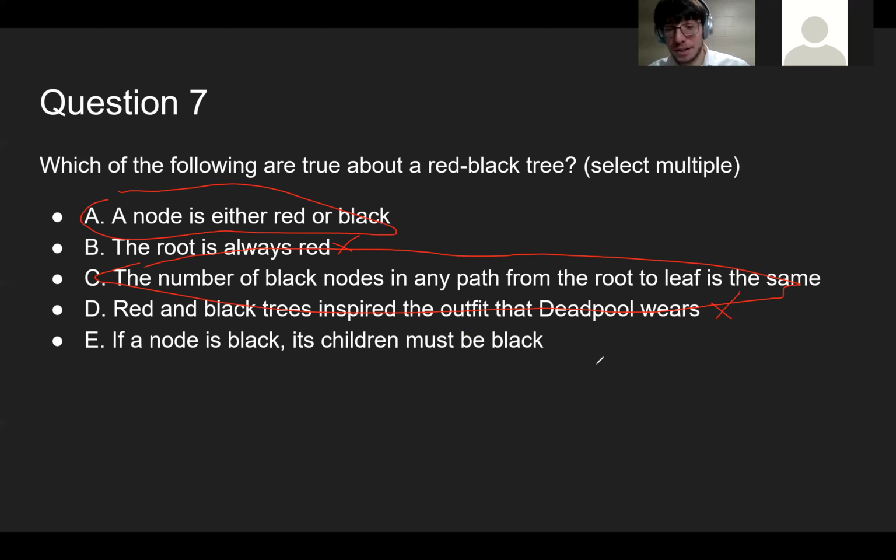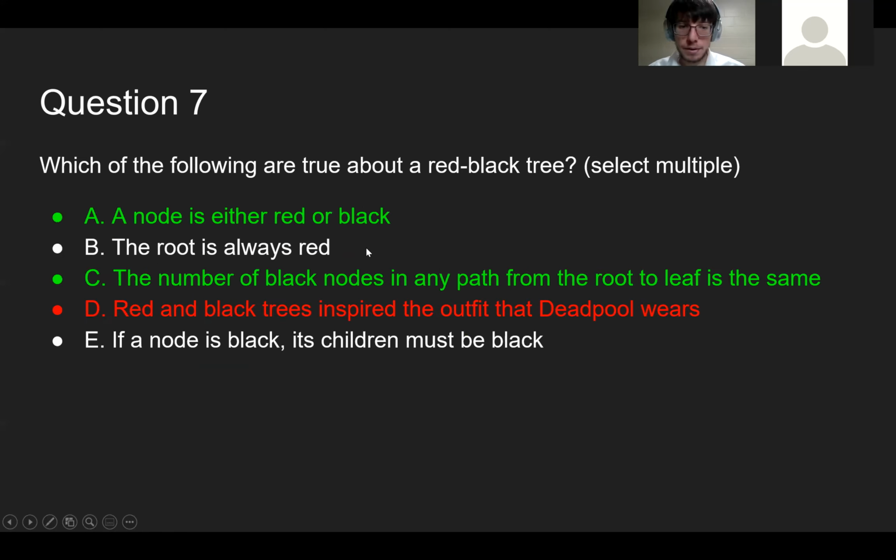And the last one, if a node is black, its children must be black. That's not true because it's if a node is red, its children must be black. If this one were true, that would mean every node is black, because we already know the root is black. But anyway, those are the answers.